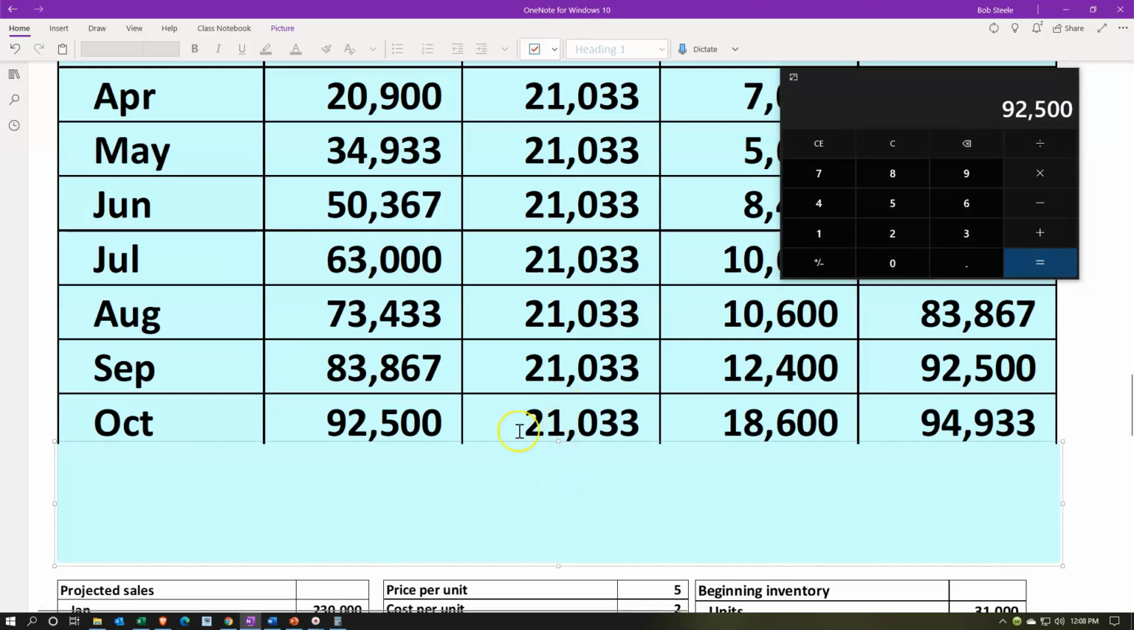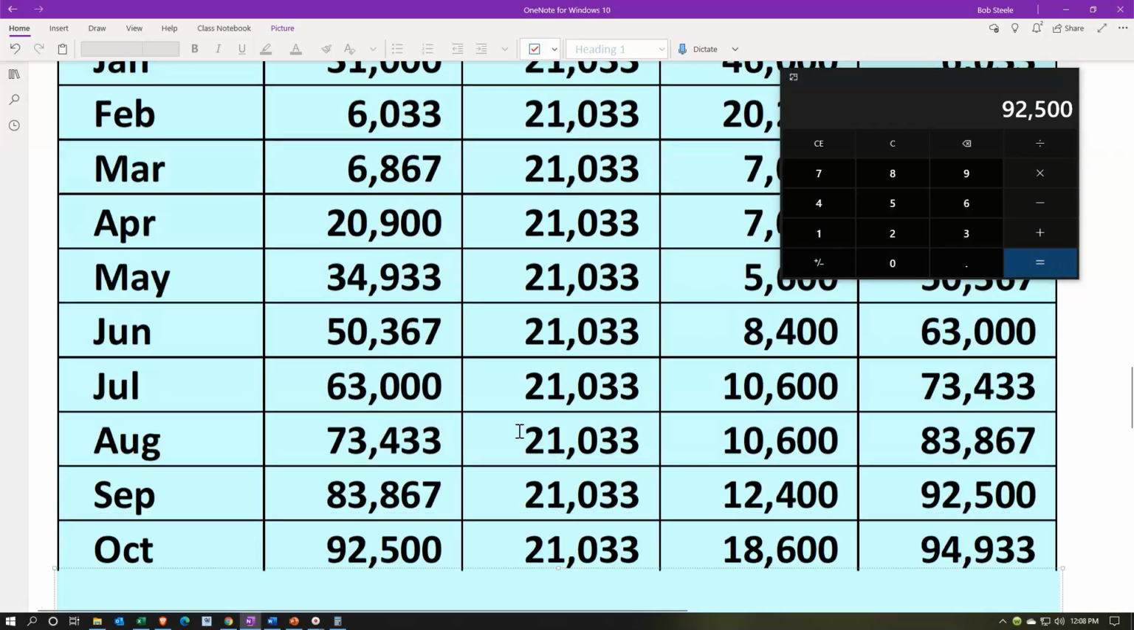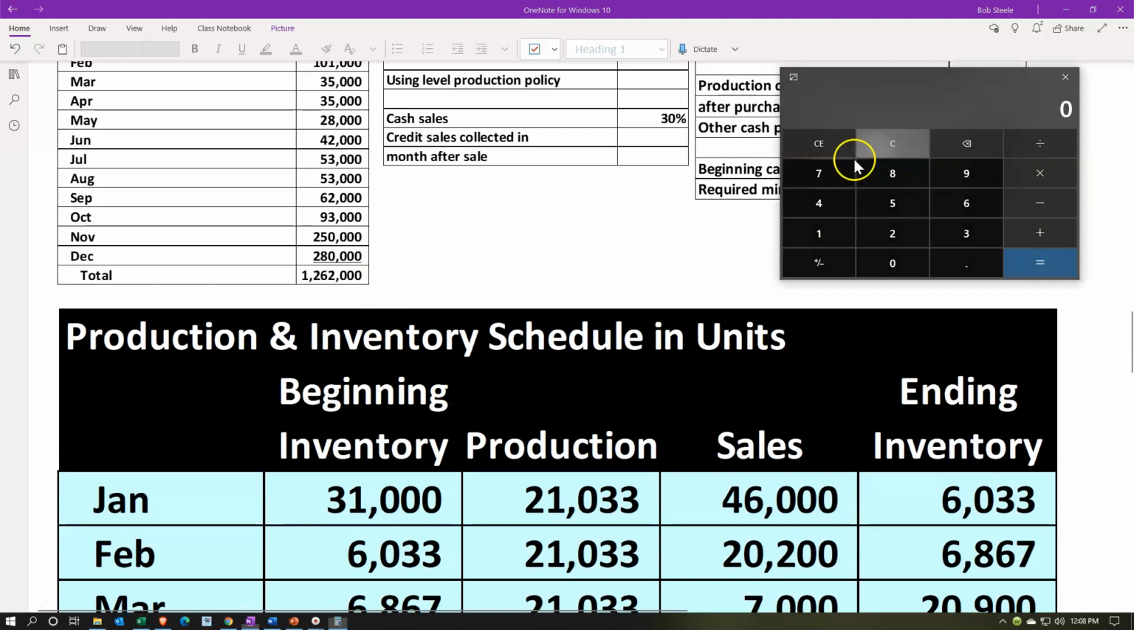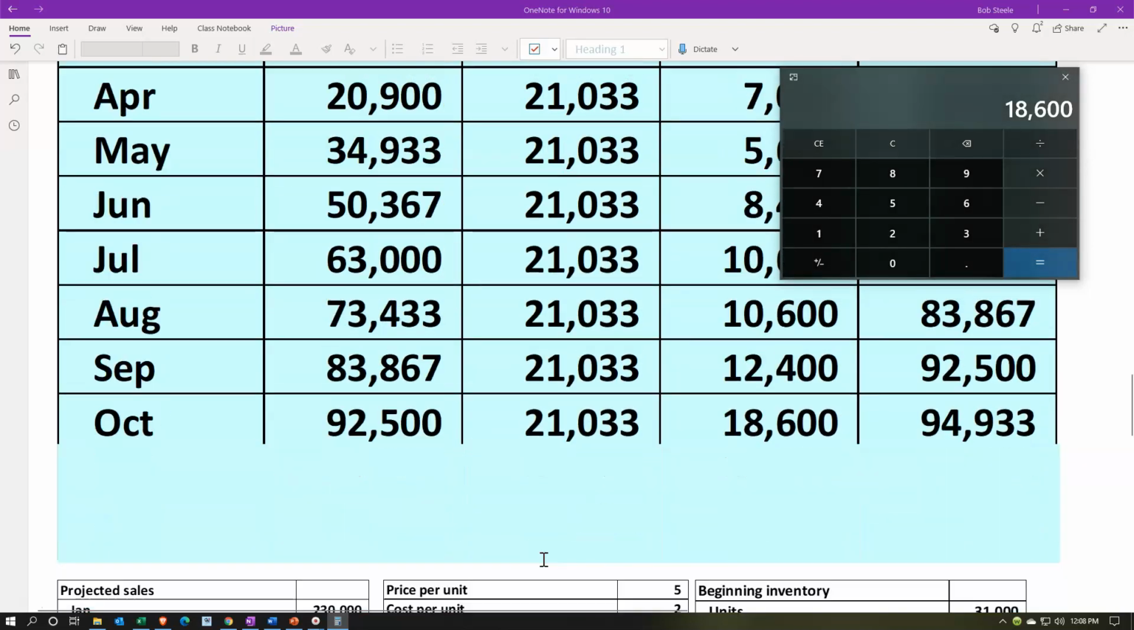In October, same amount of the production units. And then in October, we're starting to gear up a little bit more here. We've got the 93,000 in sales divided by $5 per unit. We're going to sell 18,600. Beginning balance at the 92,500 plus the 21,033 minus the 18,600.